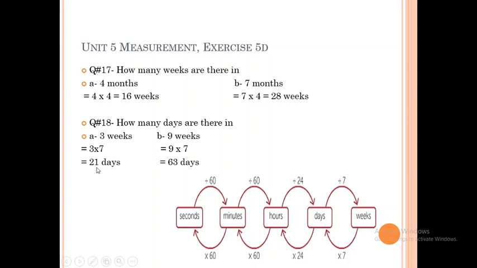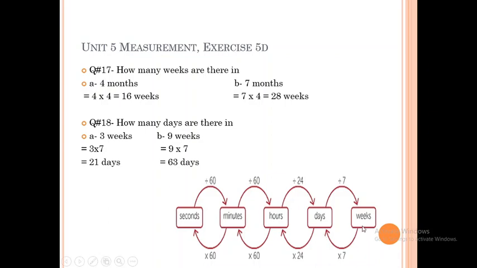3 7s are 21. So there are 21 days in 3 weeks. Same here, 9 weeks. 9 multiply 7. 9 7s are 63. So 63 days are there in 9 weeks. In all this we are doing multiplication because we are converting the bigger unit into the smaller one, converting months into weeks and weeks into days. That's why we are only using the multiplication process.